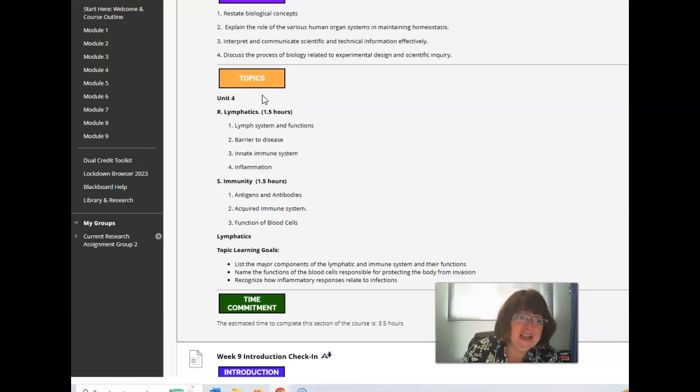Okay, the lymphatic system is a system that will drain the body. It also looks at barriers to disease, and we look at the immune system, which is quite a big deal. Then we're going to look at immunity and how the blood has antigens and antibodies in it. Then we are going to look at the acquired immune system, where you develop antibodies and T cells. And then we're going to look at functions of specialized cells, which are called T cells and B cells. So that's what we're doing.